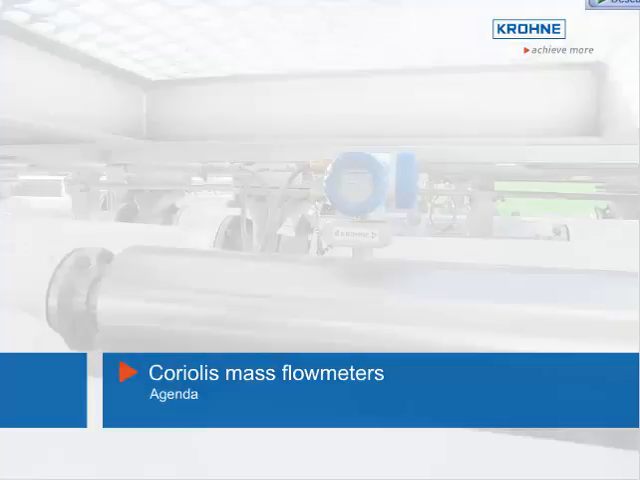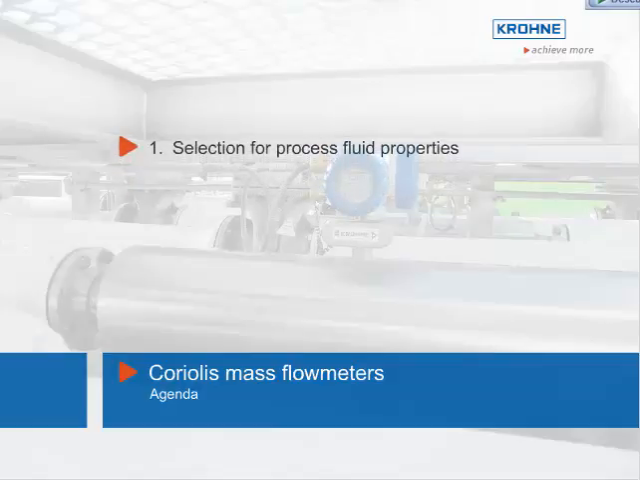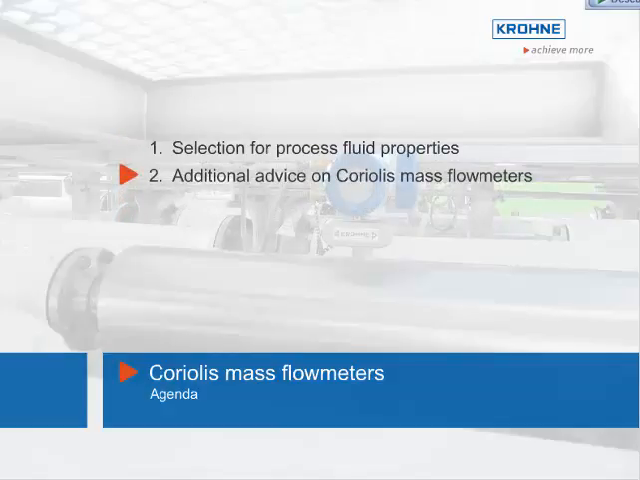Having completed the first module, this second module continues to provide training on the subject of Coriolis mass flow meters. When you have finished this second module, you will have an understanding of selecting mass flow meters to suit process fluids, and have reviewed additional advice on some industry constraints for the selection of Coriolis mass flow meters. You will also see how sizing and selecting mass flow meters for gas applications differs from that of liquids.